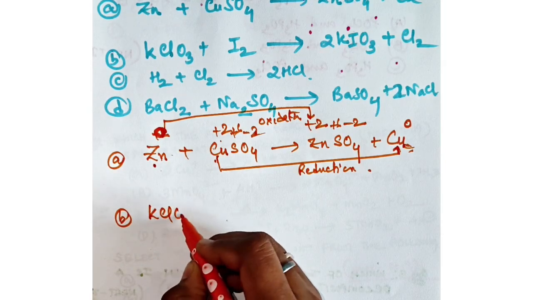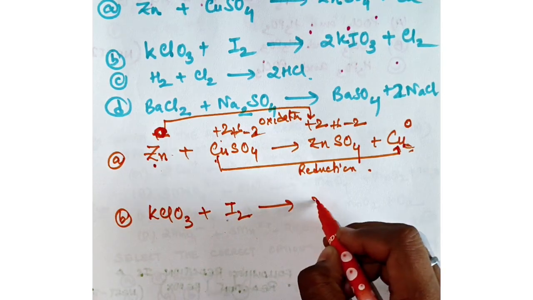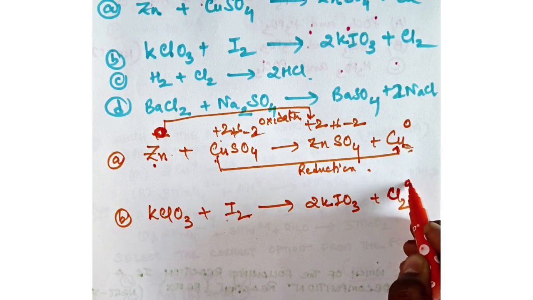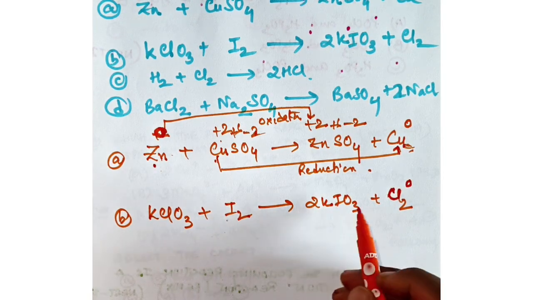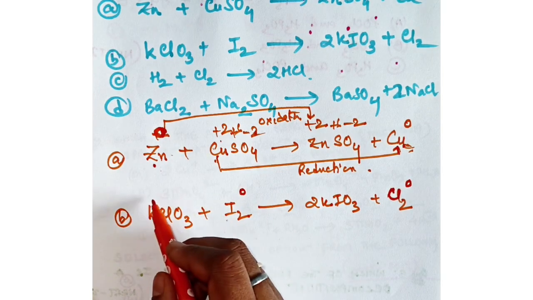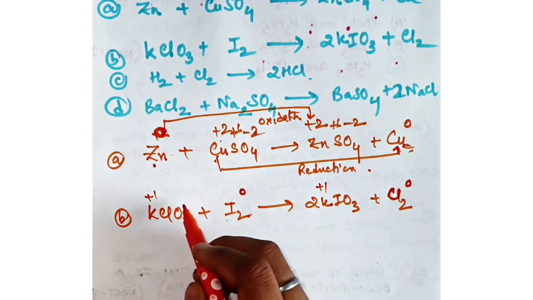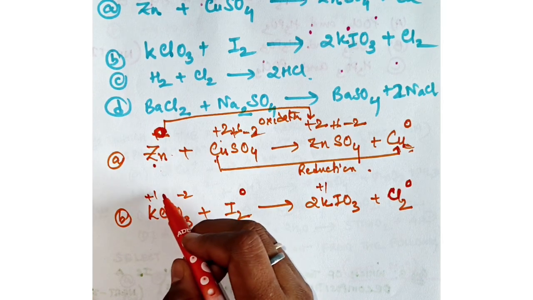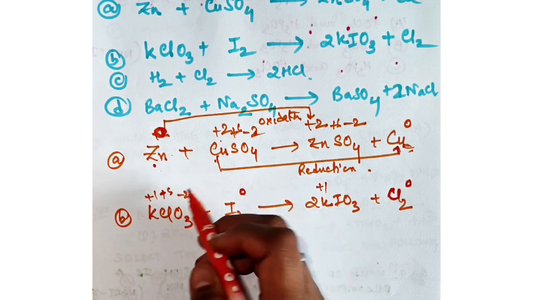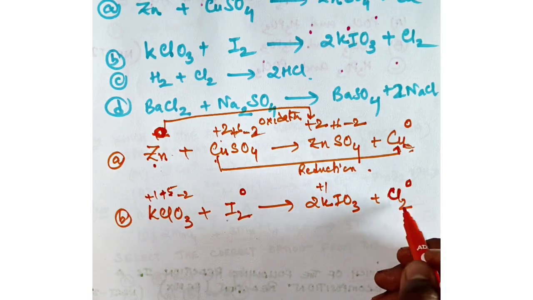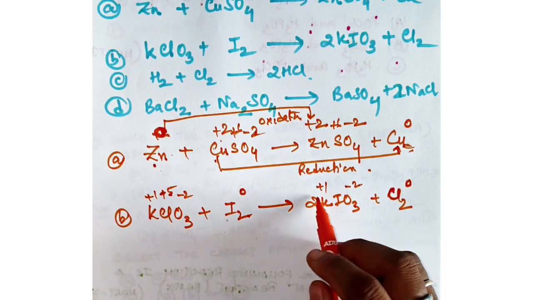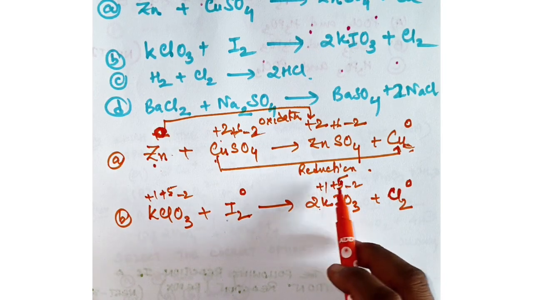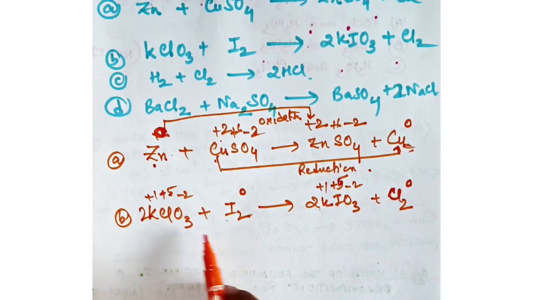What is B? That is KClO3 plus I2 gives 2 KIO3 plus Cl2. See here, I2 is in molecular form, so the charge will be 0, and this one is also 0. Now potassium is always +1 and oxygen is -2, so 3 times 2 is 6, so it should be +6 total, so chlorine is +5 here. Here in KIO3 also, 3 times -2 is -6, potassium is +1, so iodine should be +5. So 2 is needed here. This is the balanced equation.